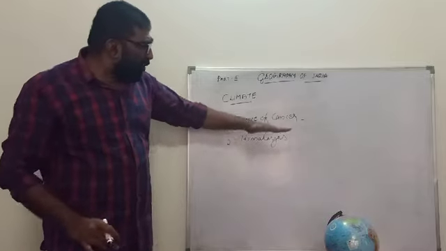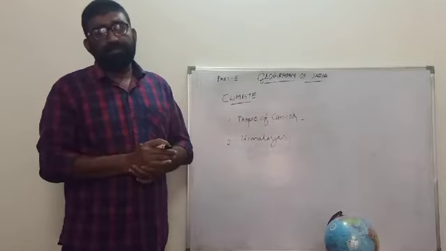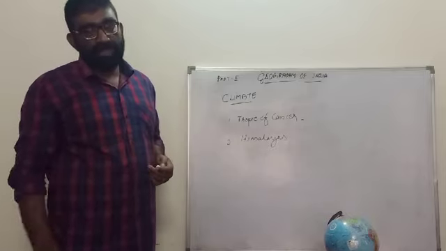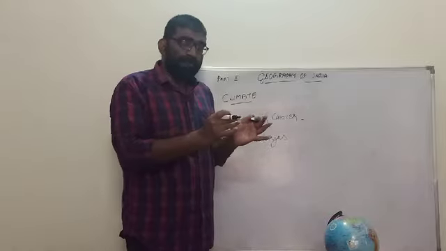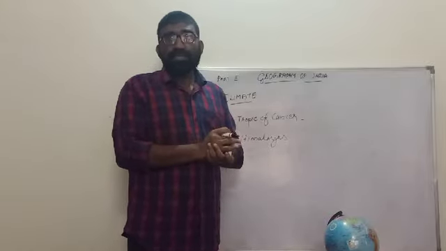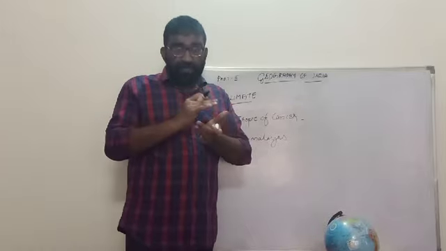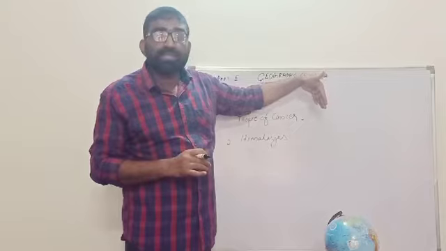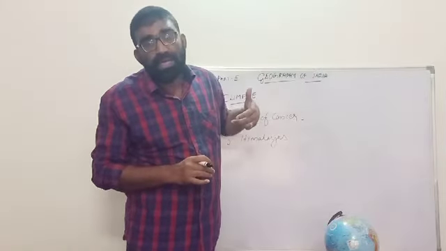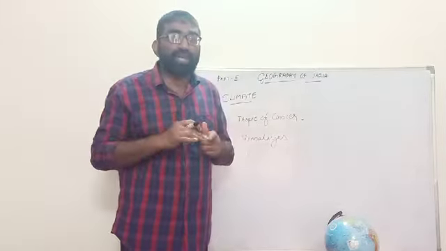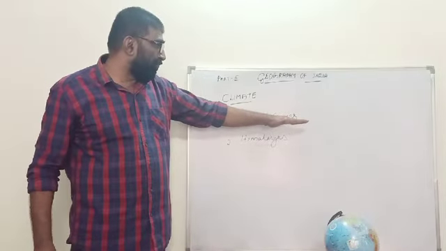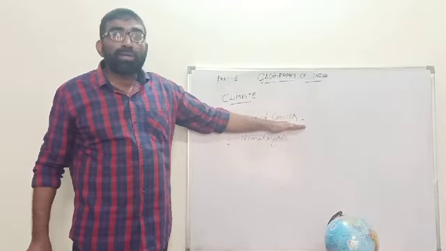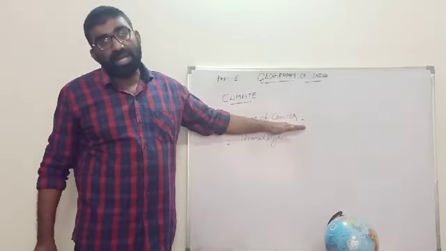Now you see, the north of Tropic of Cancer experiences a continental type of climate. Continental type of climate, you studied in the lower classes, is an extreme type of climate. There are very high temperatures in the summer season and very low temperatures found in the winter season. The range of temperature is very high. So the north of Tropic of Cancer, we can see a continental type of climate or an extreme type of climate.